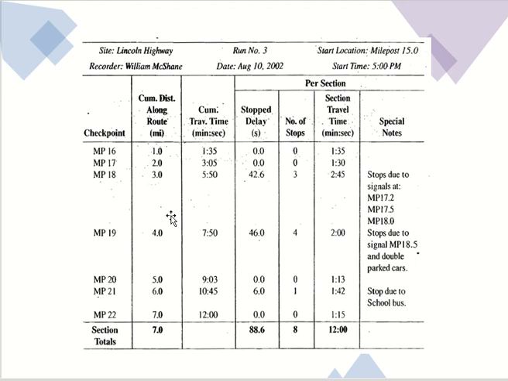Similarly, in the third column, you see cumulative travel time. Again, all of it from the start location. And you can see it's given in minutes and seconds. So the first value means 1 minute 35 seconds. Second one is 3 minutes 5 seconds.